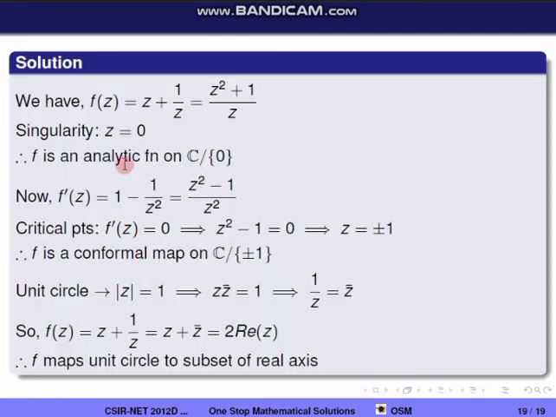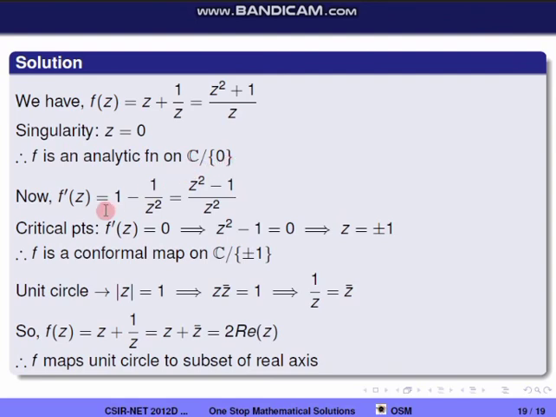So the given f(z) is equal to z plus 1/z. I'm taking the LCM and simplifying it, so this is equal to (z² plus 1)/z. The singularity is obtained by equating the denominator to 0. The singularity is z equal to 0, so f is analytic except at this point. So f is an analytic function on C minus the set {0}.